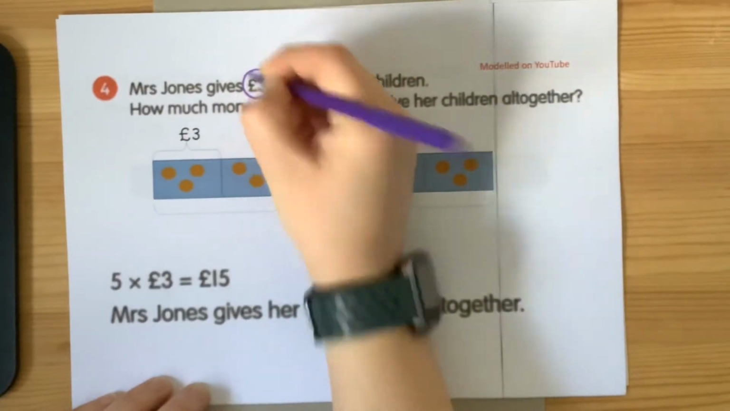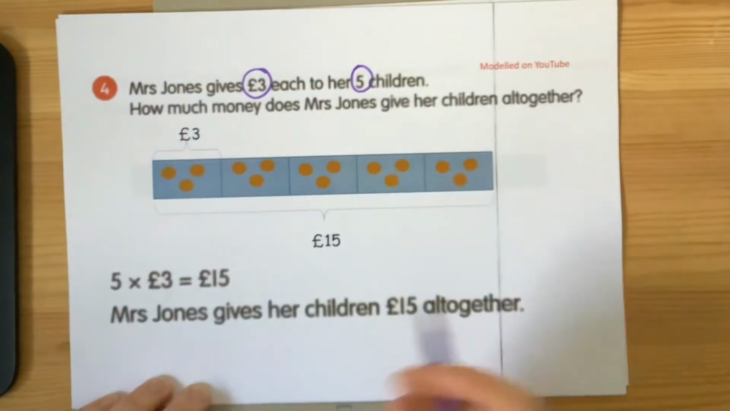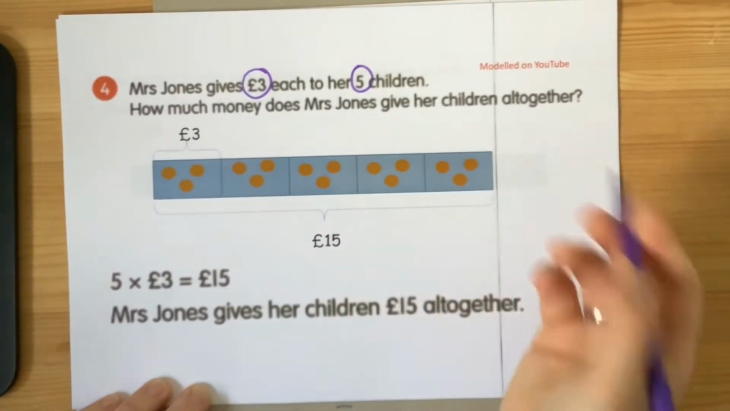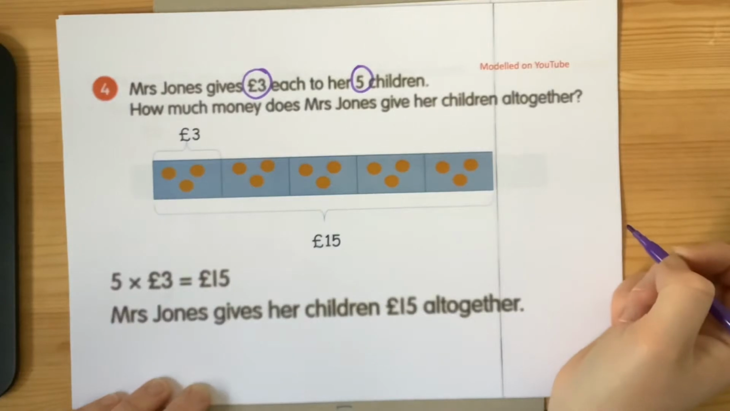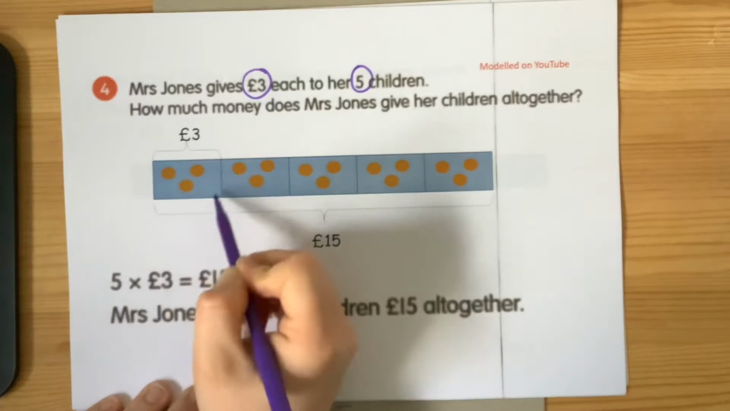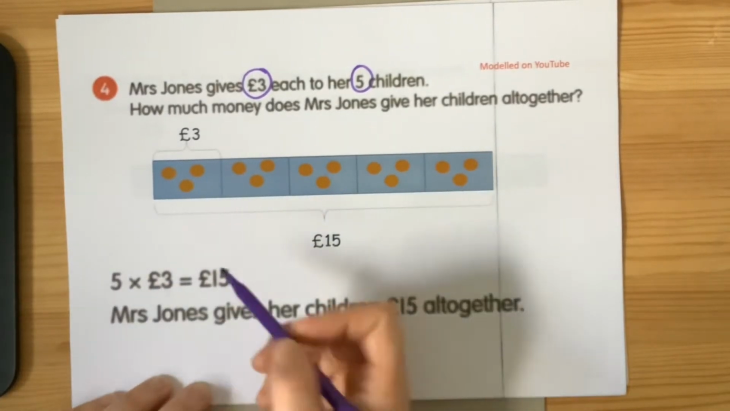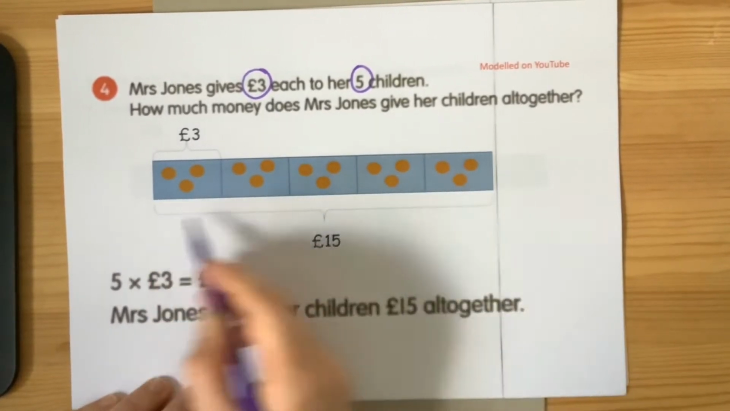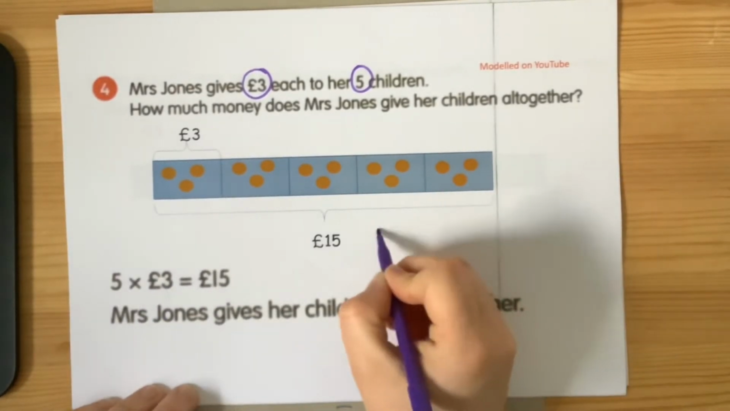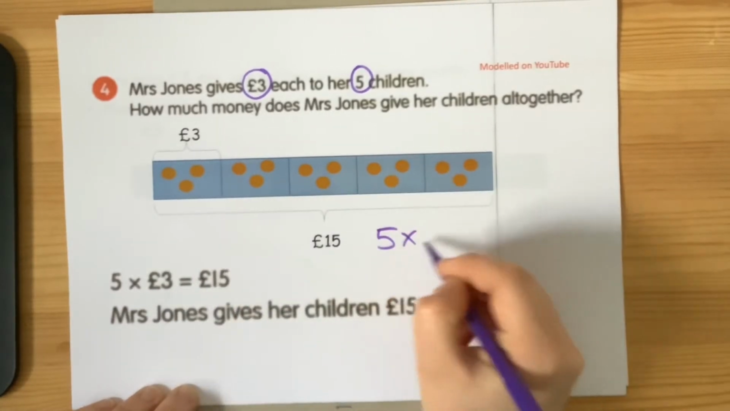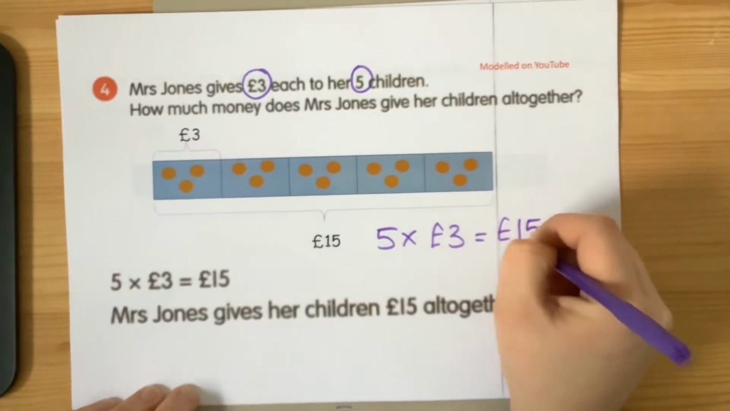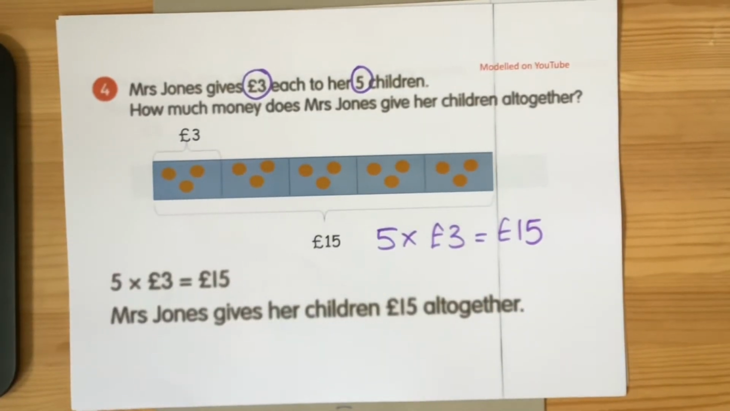So they have £3 each, and she has 5 children. So what I've done is I've made myself a bar with 1, 2, 3, 4, 5 parts to represent her 5 children. I've then put £3 in each part because each child has £3. That allows me to then count them up and find that I have 15 in total. And the number sentence is 5 lots of £3. And 5 lots of £3, if I count it up, is £15. So that tells me she has £15 altogether.